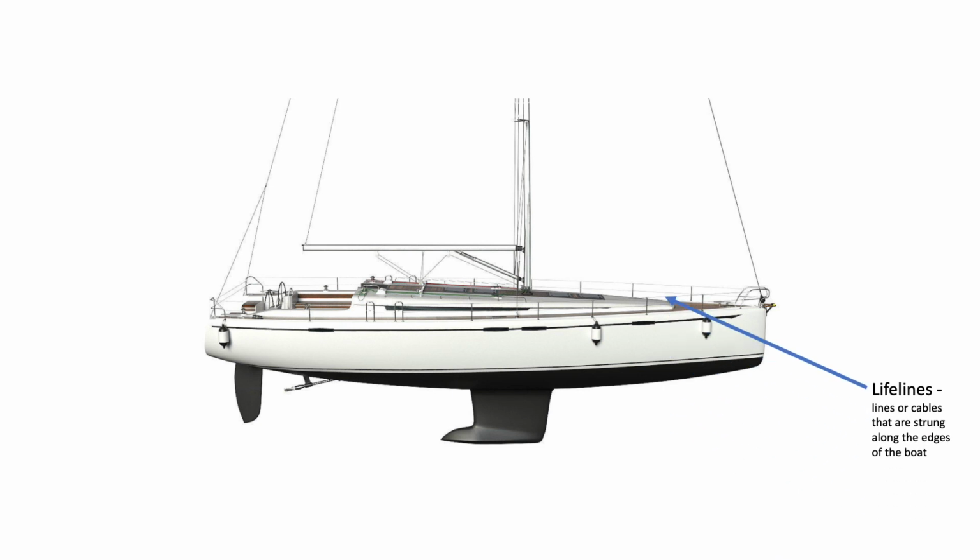Lifelines are a safety feature commonly found on sailboats. They are lines or cables that are strung along the edges of the boat, forming a fence around the deck. The purpose of lifelines is to provide a handhold for crew members to hold onto when moving around the boat, especially in rough seas or when the boat is heeled over at a steep angle. This helps to prevent crew members from falling overboard. Sailors should not rely on lifelines in rough weather. In these conditions, a safety harness should be used.